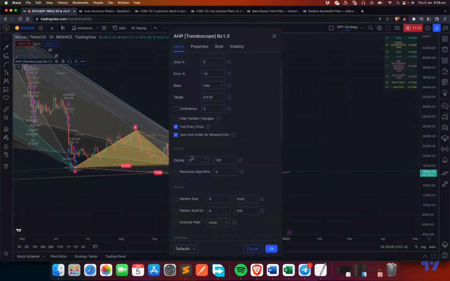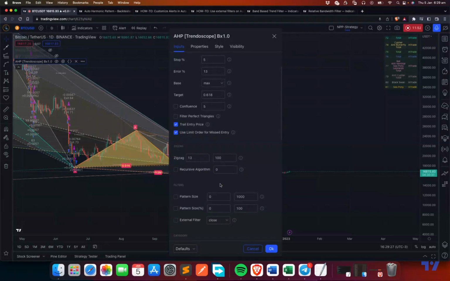And the zigzag settings are pretty normal. It's the same as Ultimatex: zigzag length and depth, and also an option to use a recursive algorithm. It's not mandatory. If the recursive algorithm is not used, the default algorithm used is deep search.